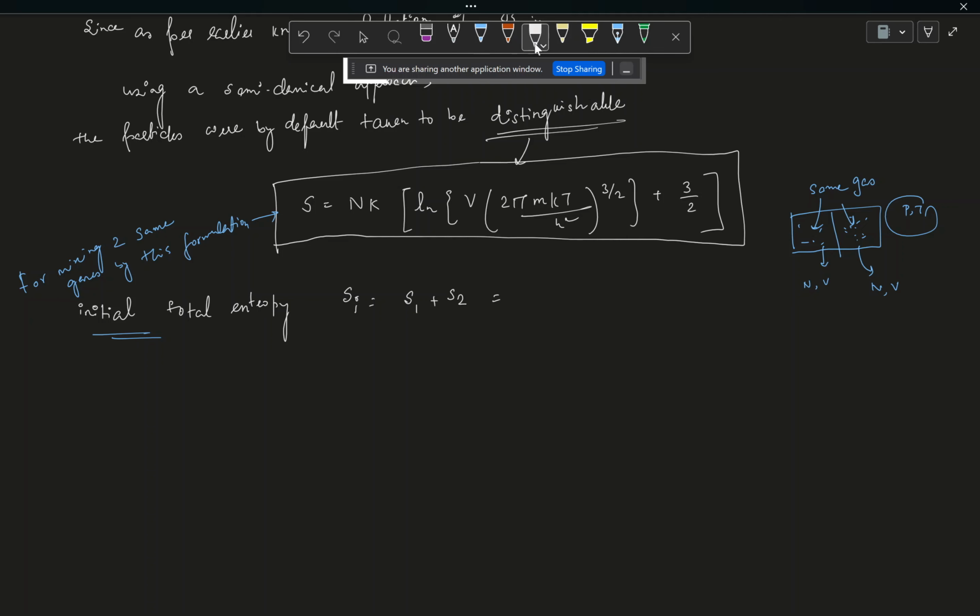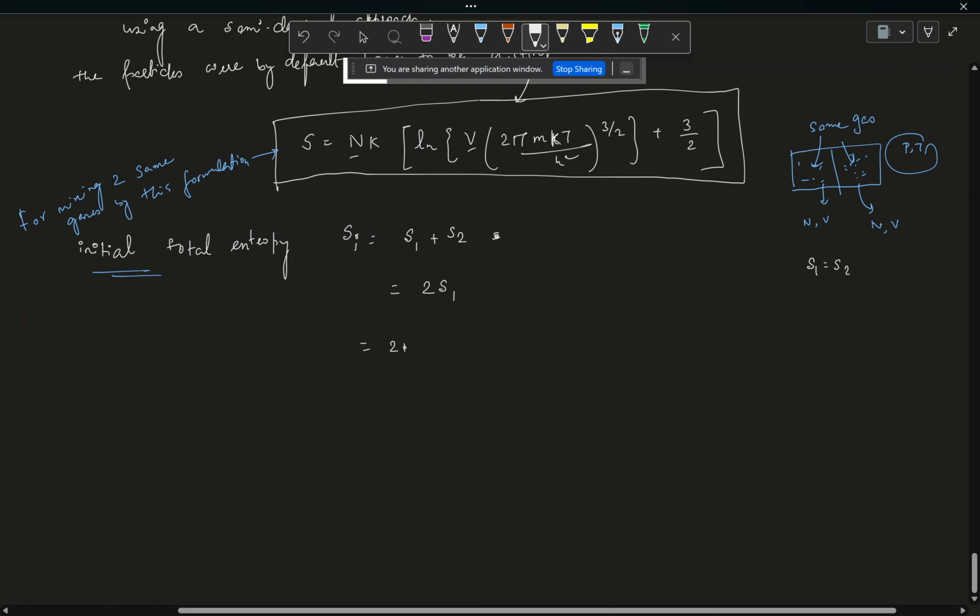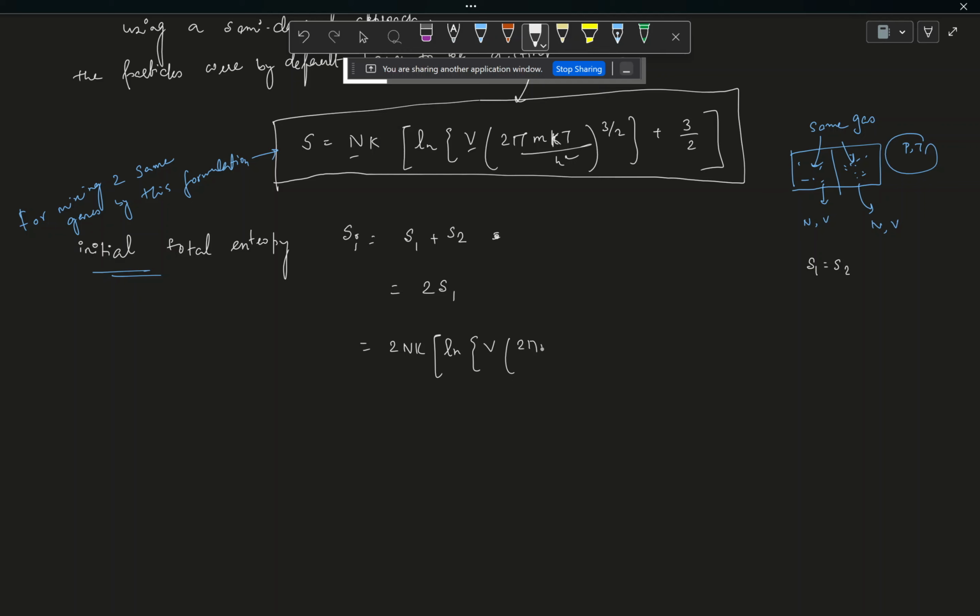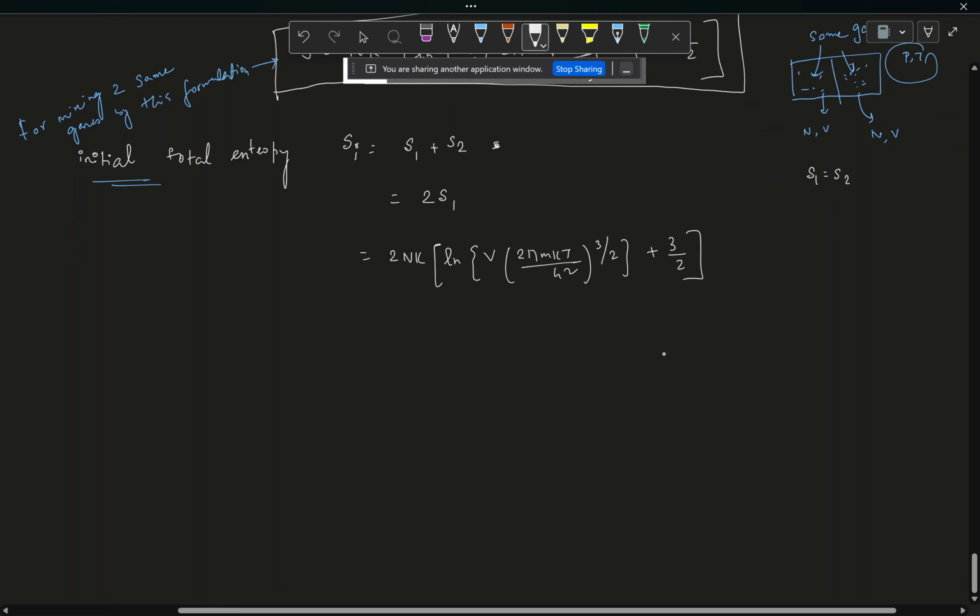So in this case, the initial, before mixing, total entropy for 1 and 2 is S1 plus S2, and S1 will be equal to S2, because n is similar, V is similar, and all other quantities are by default common, so obviously there is no difference in the entropy value from 1 to 2. So this is basically your 2 S1, which is 2nk ln of volume times (2 pi mkT by h squared) to the power 3 by 2, plus 3 by 2.